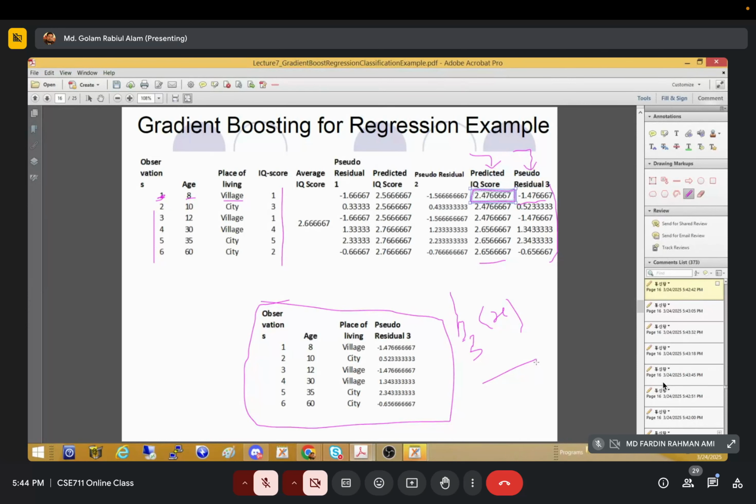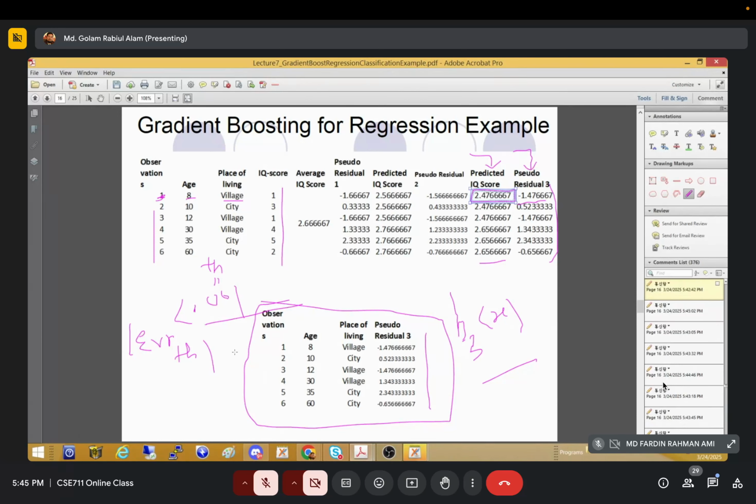Another stopping criteria is the error. We can see the pseudo residual, so those are the errors we have. We can set an error threshold, like the errors for all these instances will be less than maybe 0.001. So this is the absolute value of error, and it is less than this threshold.